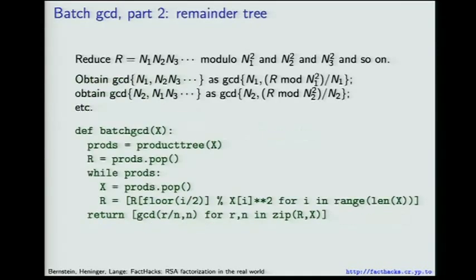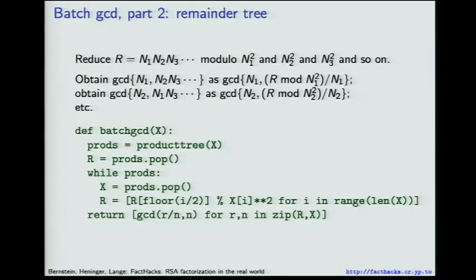And then the last step of the algorithm is kind of going down the tree, building a remainder tree. So what's happening here, to figure out the greatest common divisor of N1 with the product of all the other keys, the idea is to take this product, which is called big R on this slide, take the product of all the keys and then divide that by N1 squared, and then take the remainder, so R mod N1 squared, divide by N1, and then compute the greatest common divisor of N1 with that. And the amazing fact is that's exactly the greatest common divisor we're looking for.